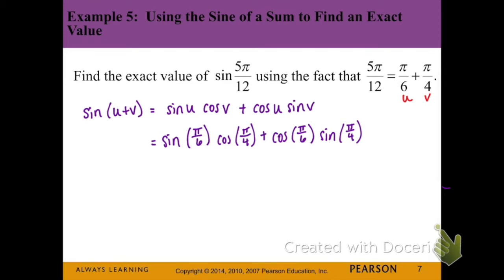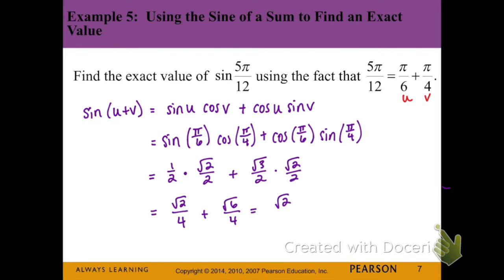And again, we're going to think back to our unit circle. We're going to think about what sine of pi over 6 was, what cosine of pi over 4 was, and so on and so forth. We're going to condense these fractions by multiplying our numerators and denominators, and then rewriting it as one fraction in the end.